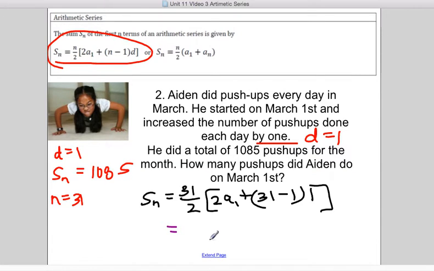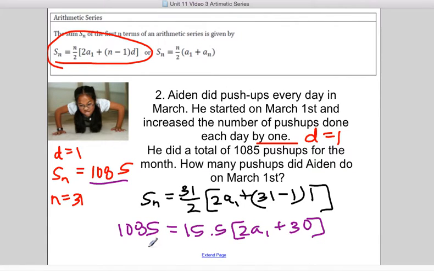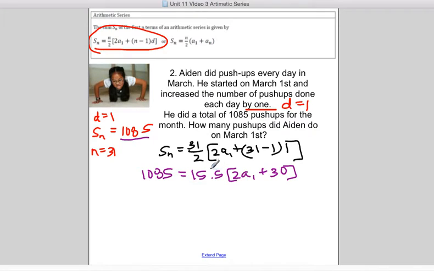31 divided by 2 is 15.5. Then I would have 2a sub 1 plus, this is 30 times 1, so plus 30. And what is my S sub n? It is 1,085. So I need to solve this equation. Let's go ahead and distribute the 15.5.